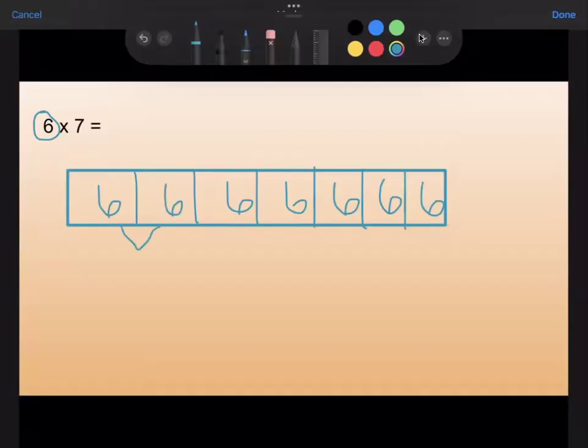So I know that 6 plus 6 is 12. So I'm going to put those together. This is also 12. This is also 12. And then this 6 that's by itself is just going to come down and be 6.